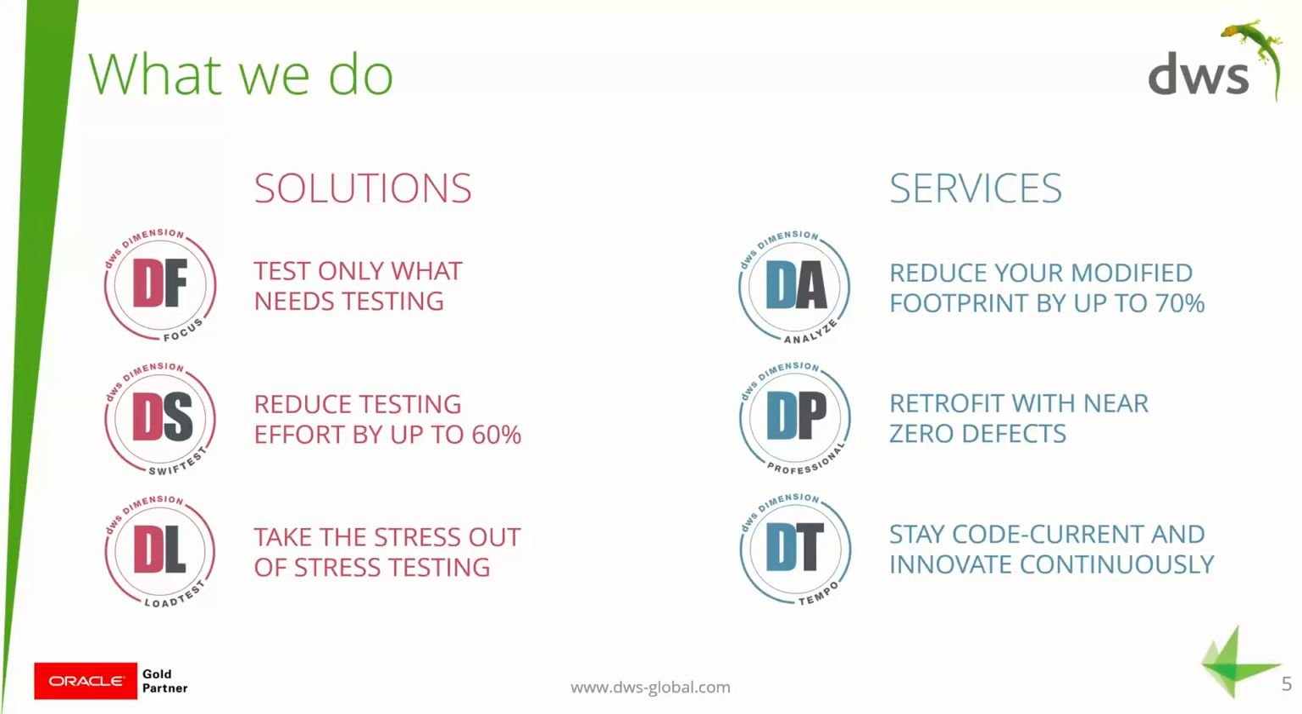We have a range of solutions, testing products. The one product that you're going to see today is called Dimension Swift Test. It's the second one on the left-hand side there. And it's all about scripting and automating your functional and regression testing. But we do have other products that we've written specifically for JD Edwards EnterpriseOne.